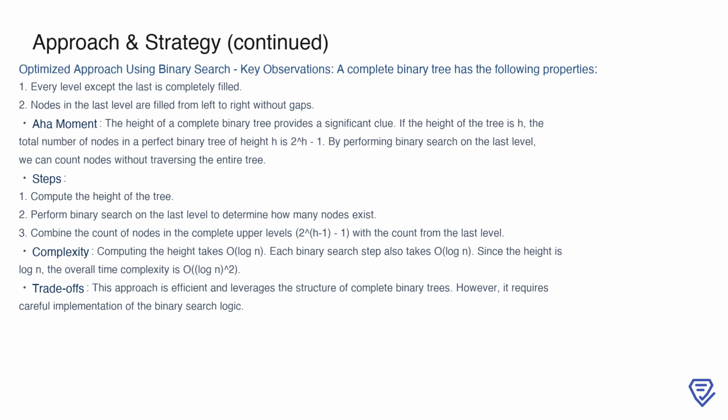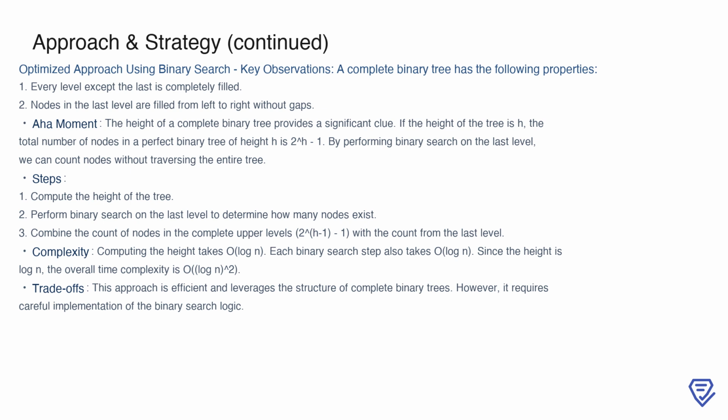Instead of traversing the entire tree, we can use binary search to efficiently count the nodes in the last level. Here's how: first, compute the height of the tree. Then, perform a binary search to determine how many nodes exist in the last level. Finally, combine this count with the number of nodes in the complete upper levels, which is 2^h minus 1.